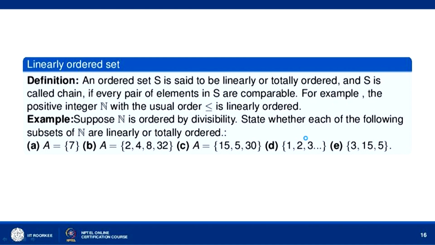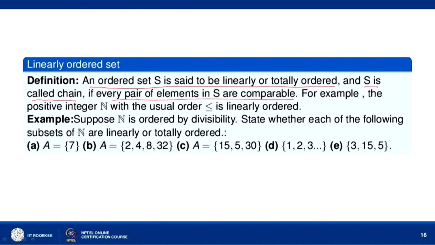Linearly ordered set. An ordered set S is called linearly or totally ordered, and S is called a chain, if every pair of elements in S are comparable. So, if you take a set S, and you take any pair of elements in S, if they are comparable, that is, A precedes B or B precedes A happens, then we say that S is totally ordered or linearly ordered, and the set S will be called a chain.